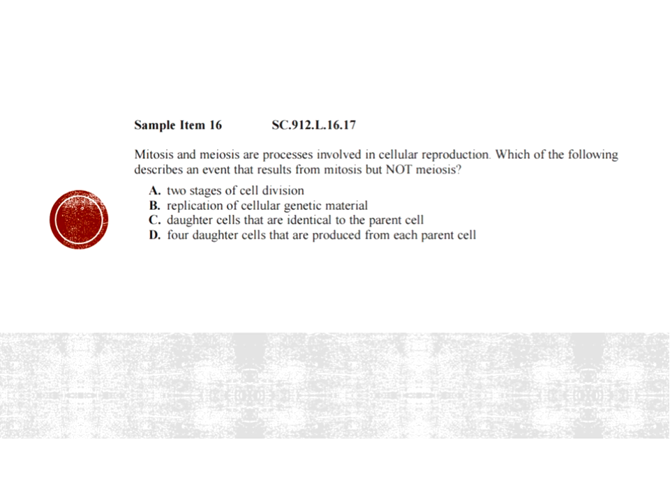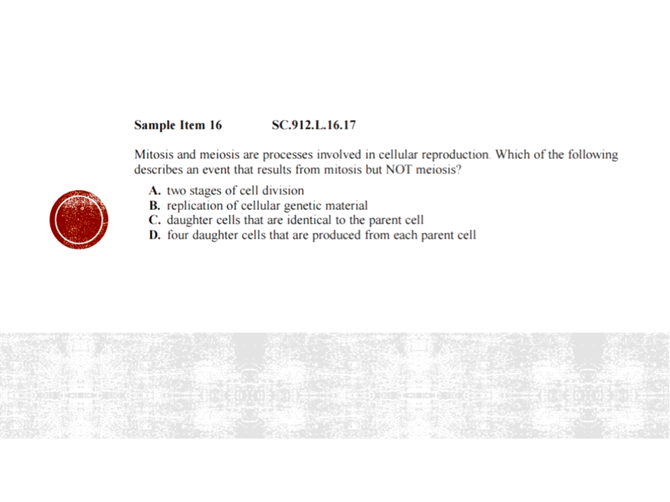Okay. All right. Next question we have is on division. So we have mitosis and meiosis. Those are processes involved in cellular reproduction. Which of the following describes an event that results from mitosis but not meiosis? So here's an example of a question that's using one of those very important terms, not. So it's very important that you remember to highlight that when you're reading through the question. So here we want to know which one would result from mitosis but not meiosis.